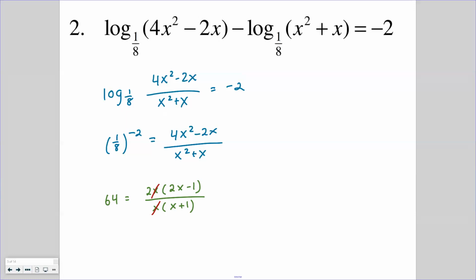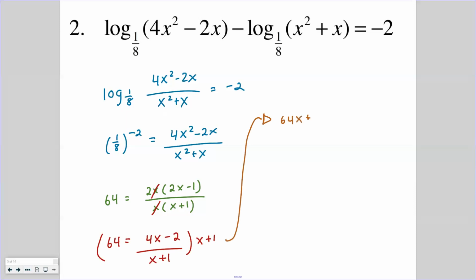If you didn't do this step, you guys, and you just went straight to solving for x, that's fine. They would work out. You'd get a quadratic and one of the options wouldn't end up working. But it just maybe makes our life a little bit easier. Okay, so we're here. 64 is equal to 4x minus 2 over x plus 1. And I just need to get x. We need to figure out what x is going to equal. So I'm going to multiply everything by x plus 1 in order to get rid of this fraction. And that is going to give us 64x plus 64 on the left is equal to 4x minus 2 on the right.